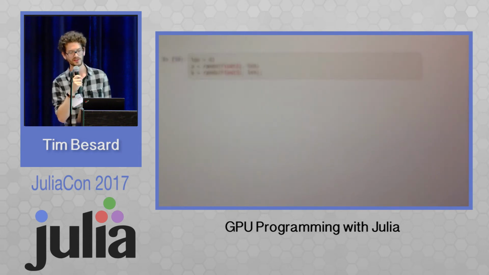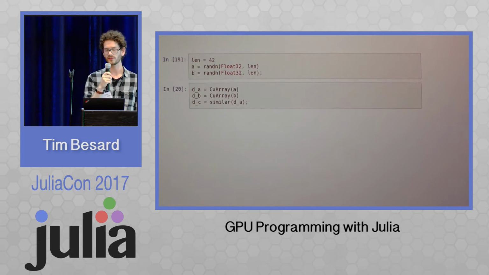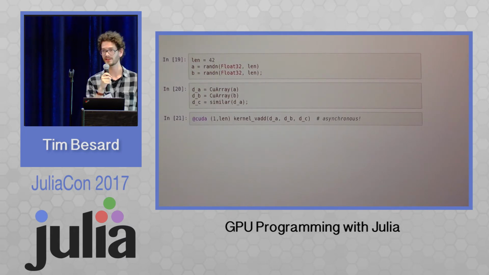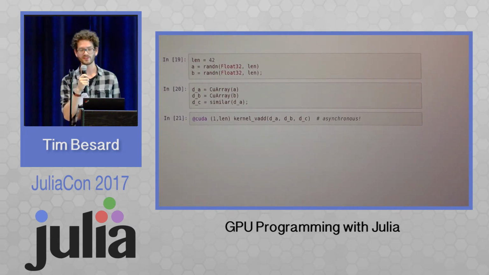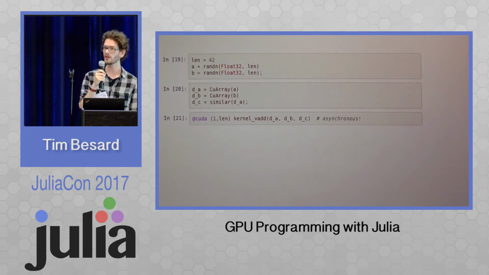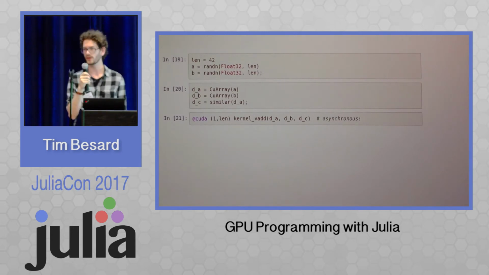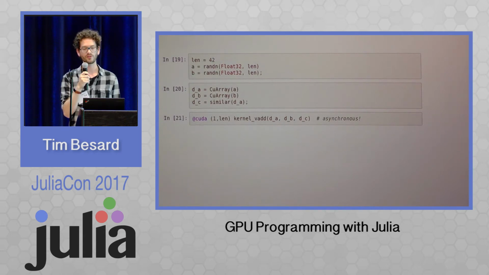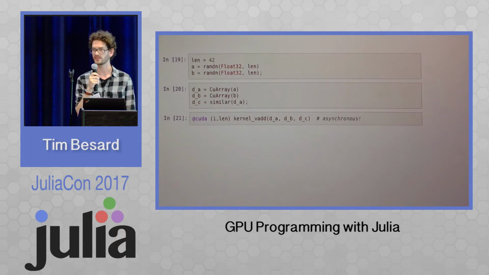We're going to start with allocating some data on the CPU. We upload it to the GPU and we allocate a buffer for the output values. And then we perform the magical @CUDA call, which is going to lazily compile the kernel for GPU code and execute it asynchronously on the GPU. The first tuple argument is the launch configuration, which in this case indicates that we want a single block consisting of len threads, which means that we're going to have the exact amount of threads necessary to process our array.